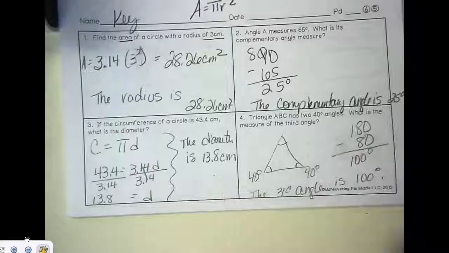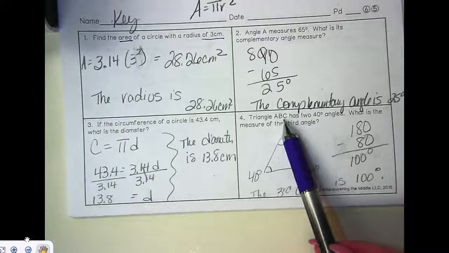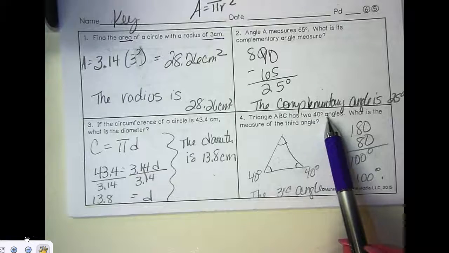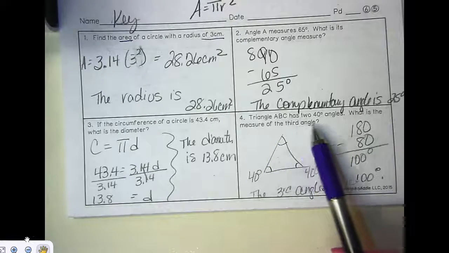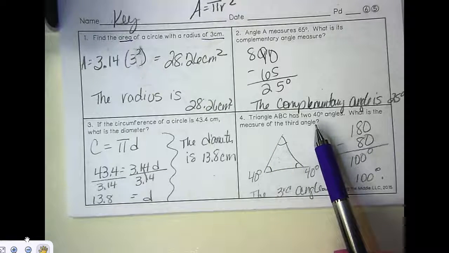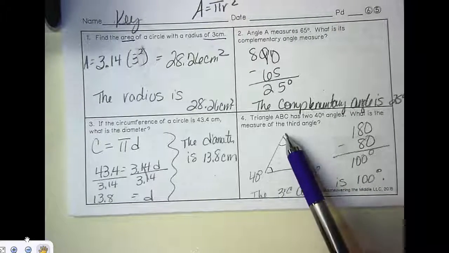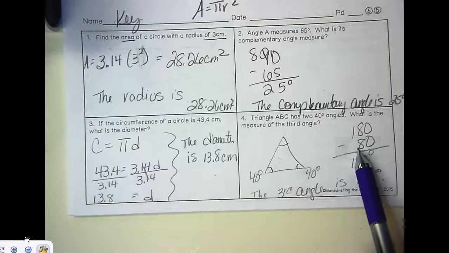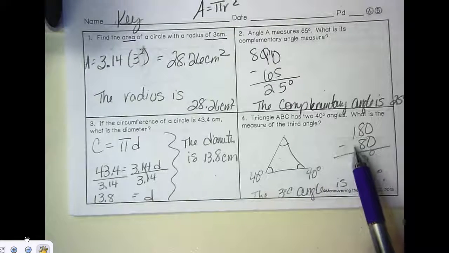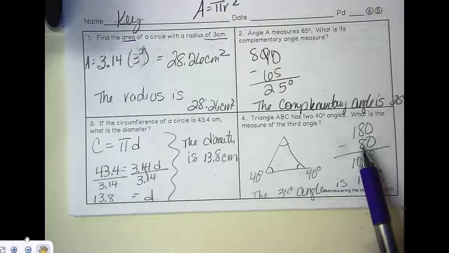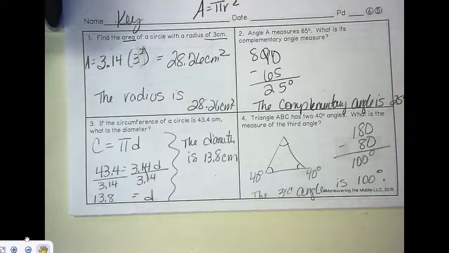The last one. Triangle ABC has two 40-degree angles. What is the measure of the third angle? So what do we know about triangles? The angles add up to 180. So 40 plus 40 is 80. So 180 minus 80 is 100 degrees. The third angle is 100 degrees.